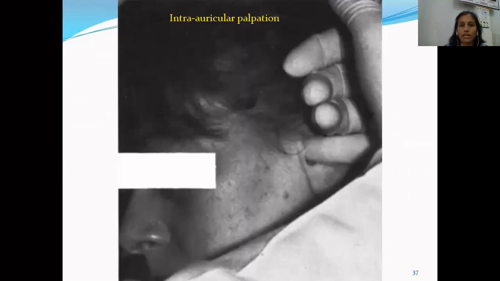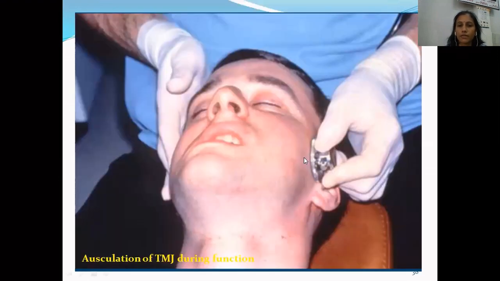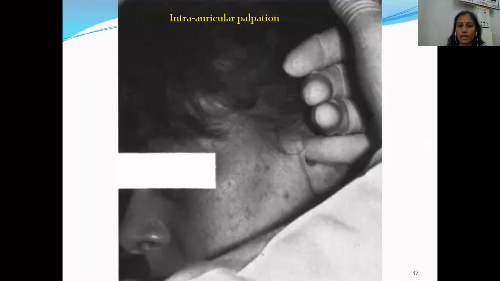The second method is intraauricular palpation. In this method, as we see in this picture, the examiner's little finger should be placed inside the patient's ear canal. Then press it firmly anteriorly. Then ask the patient to open and close the mouth. With this method, you can evaluate any problem in the disc. The extraauricular palpation mainly checks for joint sounds, any tenderness and any deviation of the mouth. But in intraauricular palpation, you can also evaluate any change in the disc arrangement.